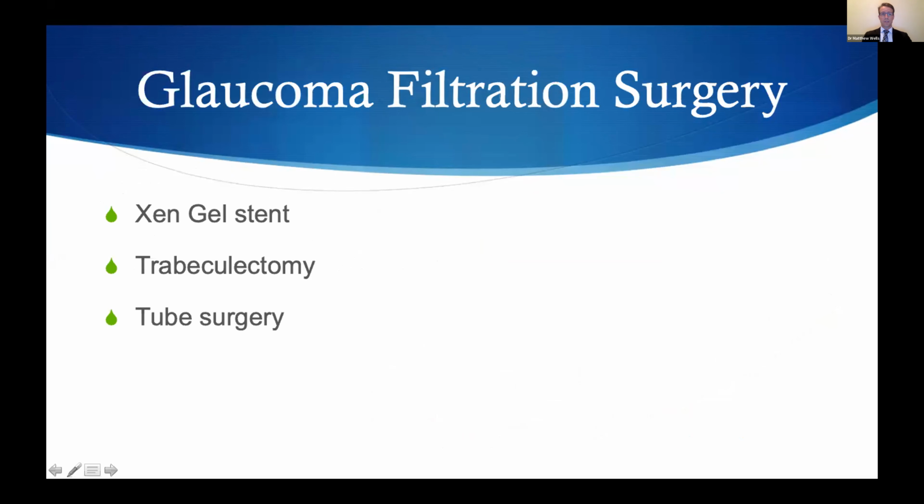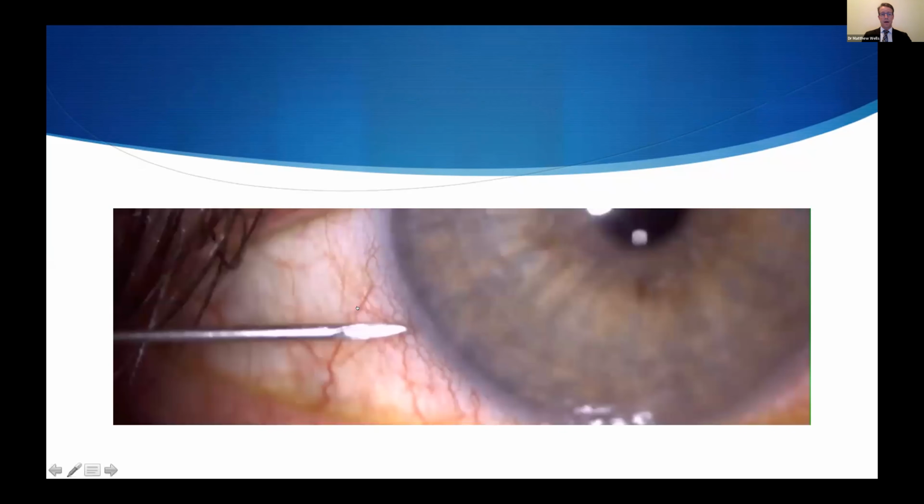As I mentioned, we still have our other glaucoma filtration surgeries available for people who need very low pressure or who cannot take any topical drops, which still occurs, but these have a much higher side effect profile than the other interventions that I've mentioned previously.